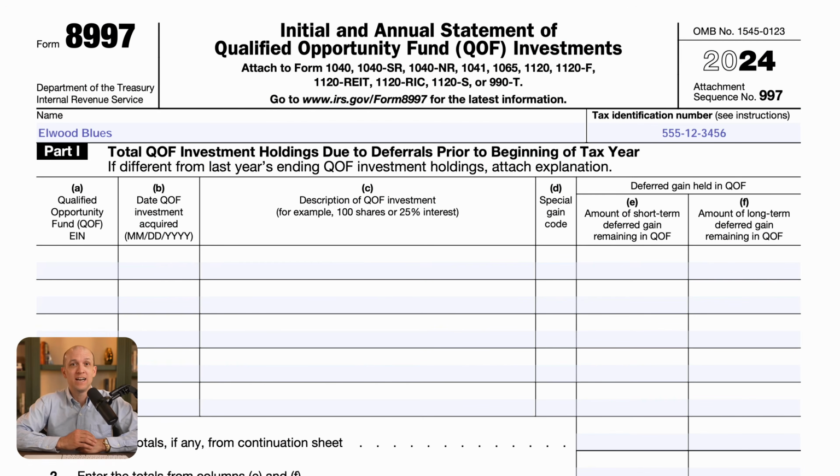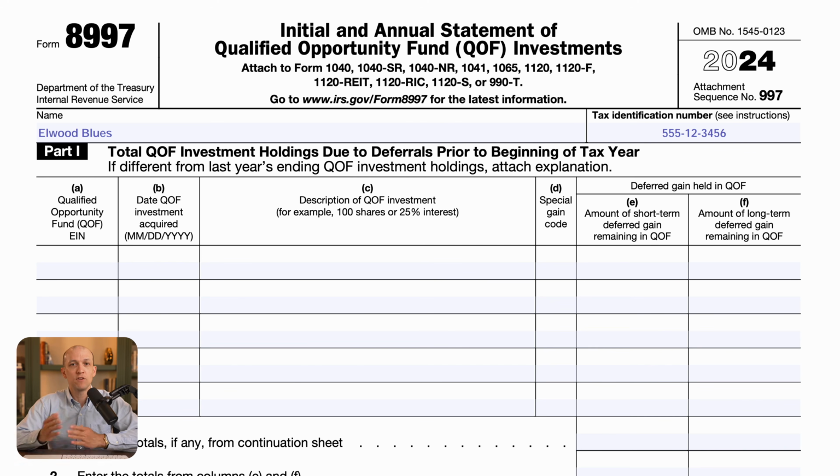So here it is, IRS Form 8997, Initial and Annual Statement of Qualified Opportunity Fund Investments. But first, who needs to file this form, and when does it need to get filed? Anyone who defers a capital gain into a qualified opportunity fund needs to file IRS Form 8997. It gets filed annually with your tax return, and the first time you'll file it, it will be for the tax year in which you defer a gain or perhaps multiple gains into one or more qualified opportunity funds.